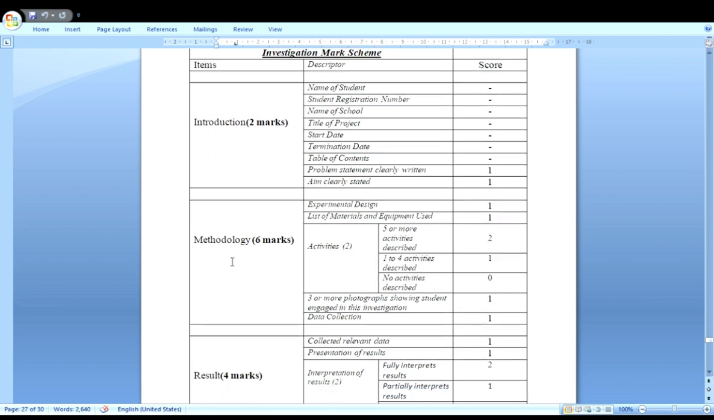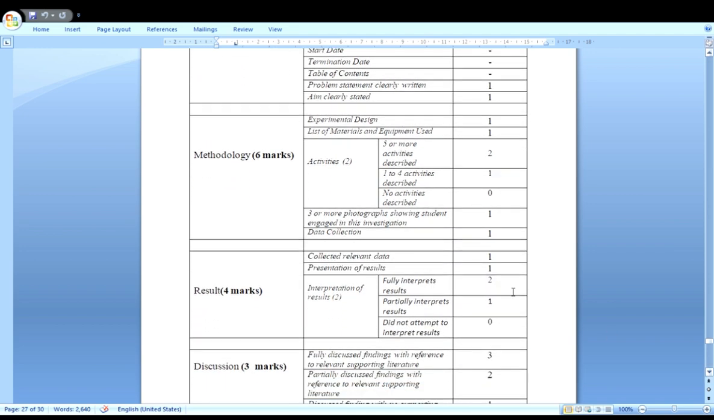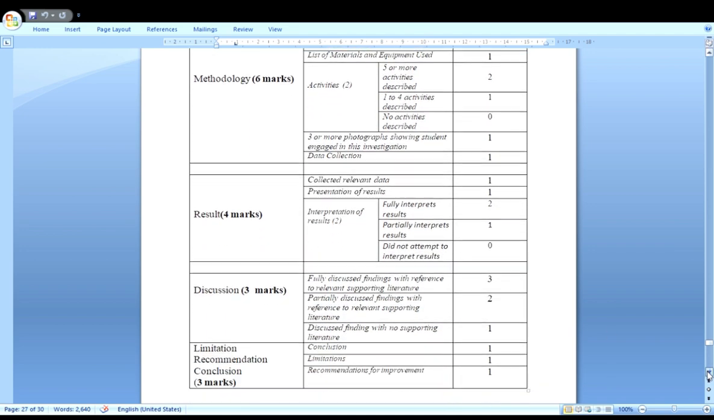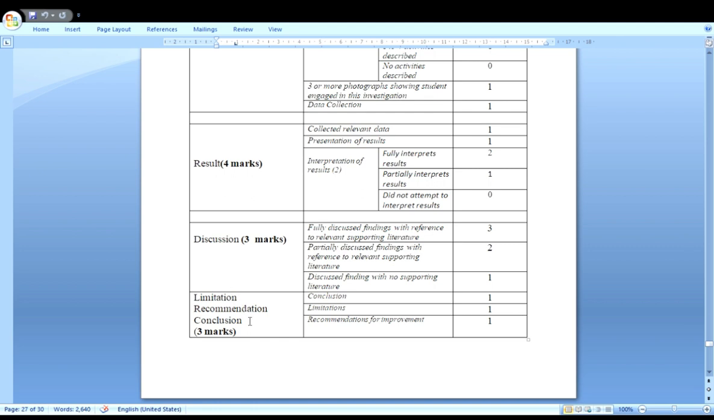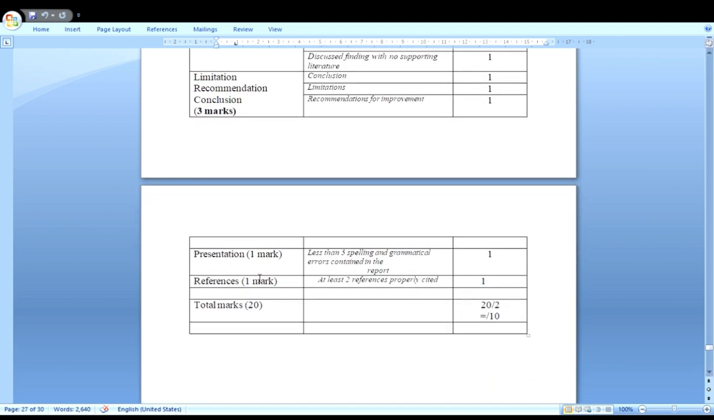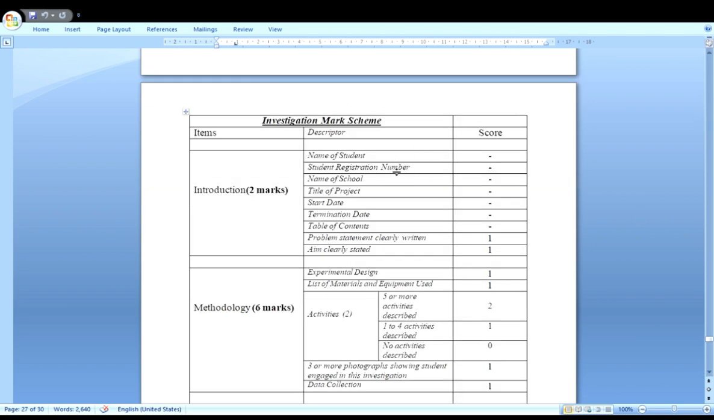There are other items such as the methodology, the results, the discussion, the limitations, the recommendations, the conclusion, the presentation, and the references. All those attract marks, and the total mark would be 20, and when that is divided by 2 you get 10. To explain the marks on items in regards to the SBA, we will go back and forth, item by item. We're going to do the introduction now, go back to the SBA, explain the problem statement and aim, and then come back and view the methodology, etc.